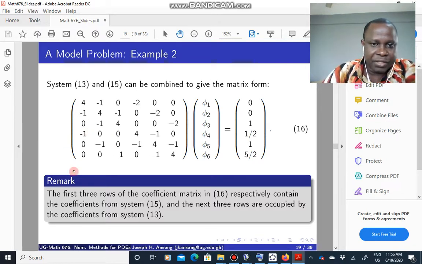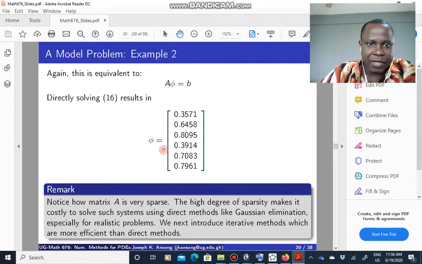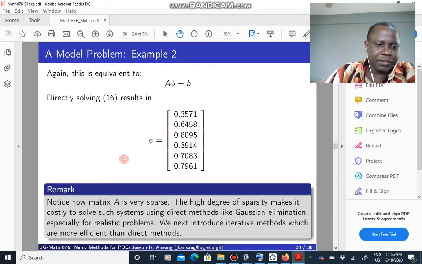So now we have a system of 6 equations and 6 unknowns in the matrix, and then you can solve it as before, and then you have your solution to it. Okay, so that is how you deal with Neumann boundary conditions.